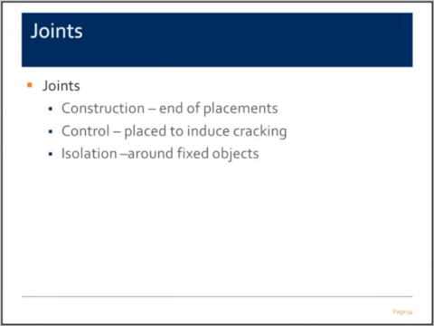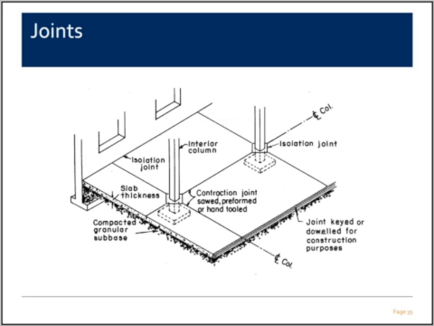Typically, in slab-on-ground construction, we have 3 different types of joints: construction joints, control joints, and isolation joints. And I'll talk a little bit about each of these moving forward. Here is an overview of a slab-on-ground. You can see we've got all 3 joints represented in this chart.